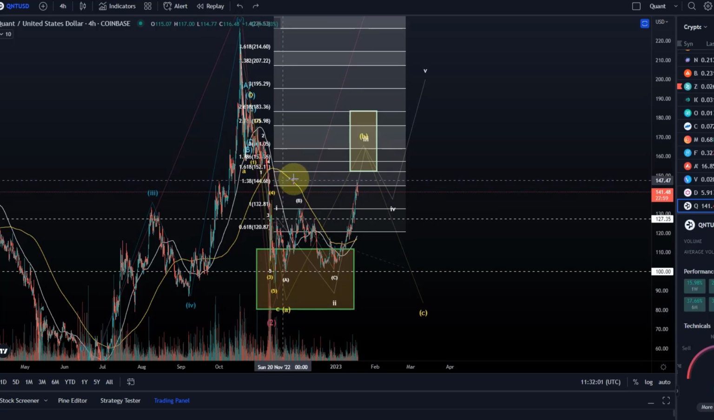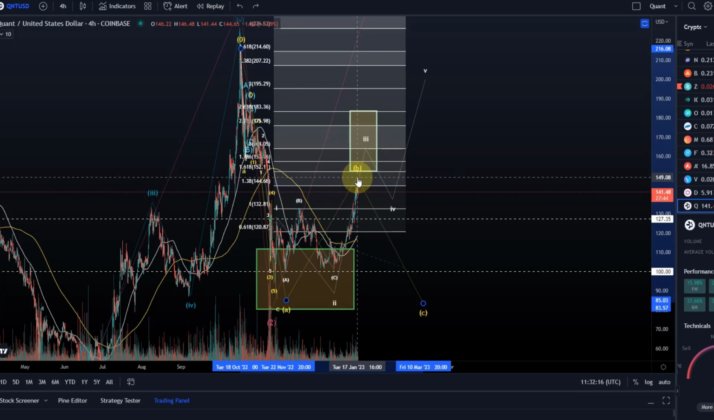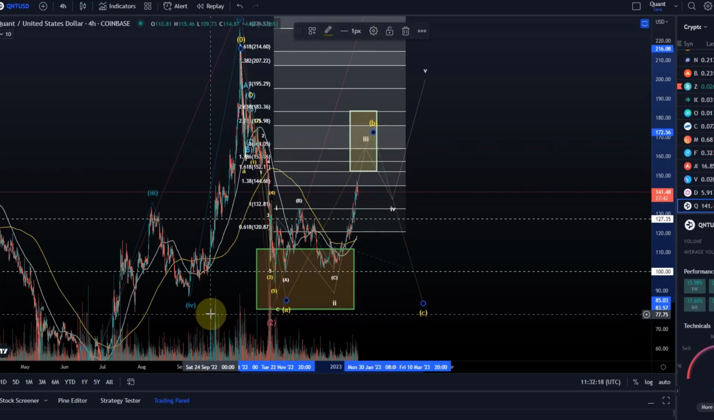Yeah, we're currently fighting here with a 1.38 extension as well. You can see that's a possible target as well, but ideally it's now pushing to the 1.618. If it doesn't even get to the 1.618, I mean, then it massively increases the likelihood that this is just a B wave. Okay, that's my update about QNT.